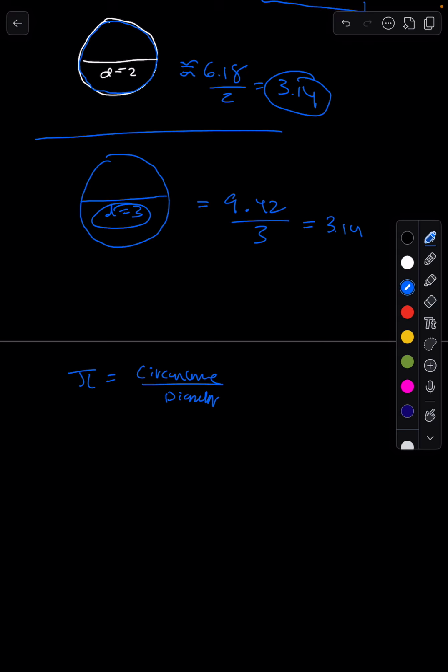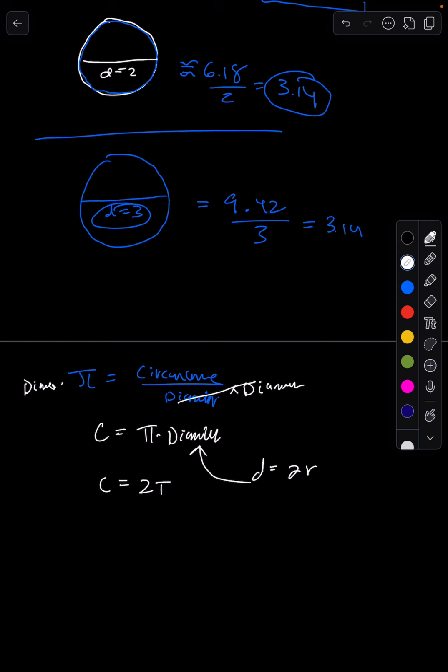And the famous equation of how to get circumference is derived right here, because if you multiply the diameter on both sides, you get the circumference is equal to pi times diameter. And we know that diameter is equal to 2 times the radius. If you substitute that in, you get circumference is equal to 2 pi r.